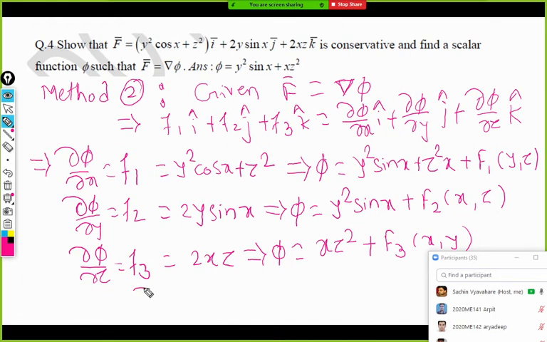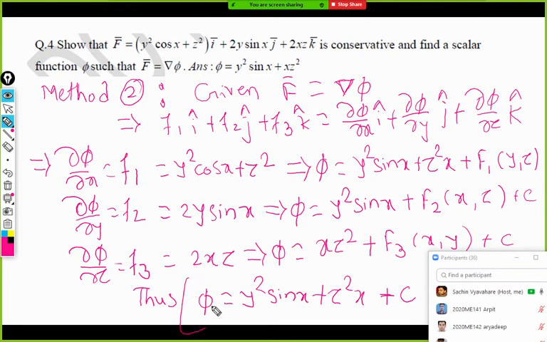So thus we can say phi is equal to y square sin x plus z square x plus the constant of integration. You can write it because here is again plus c, you can write it everywhere. So that c you can take it here, and we got the answer. So phi is equal to y square sin x plus z square x plus c, where c is that constant of integration again. So that is about the second method.